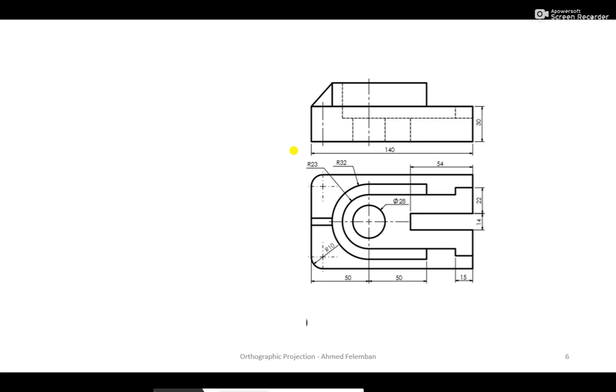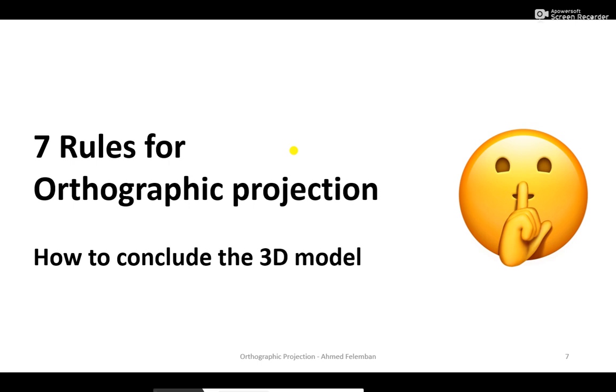Okay, so in order to make it easy for you, we have 7 rules, 7 secrets, to draw this 3D model, to conclude the 3D model from just 2 views, from the front or the top, or front or the right. This is what we call orthographic projection, to conclude the 3D model from just 2 views or three views. So what are these rules? I have to tell you that you have to focus, because it will be easy, inshallah. After these 7 rules, this subject would be easy for you, inshallah.